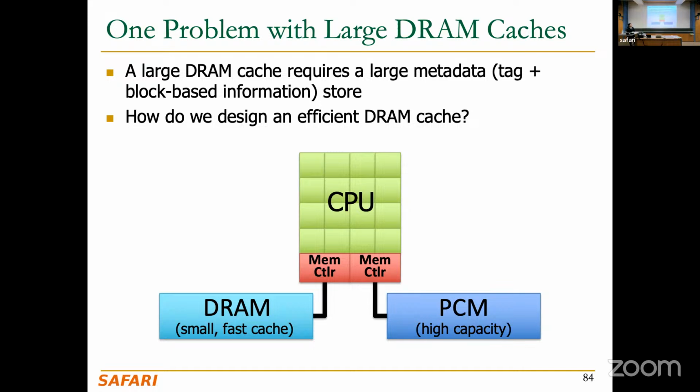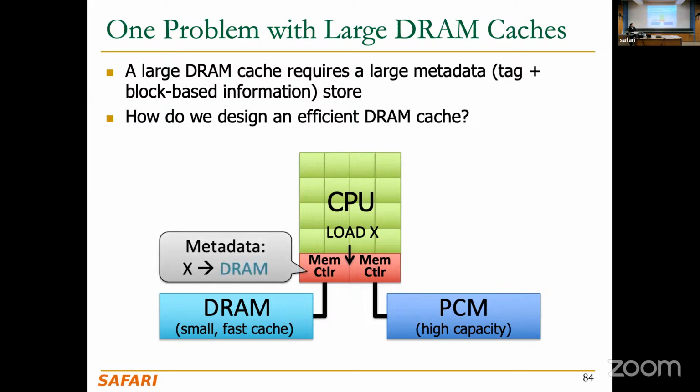But a large DRAM cache also requires large metadata, for example, the tag and block-based information stored in the memory. How do we design an effective DRAM cache? Now, when we want to access the data, the CPU sends a load instruction to the memory controller, which has the metadata stored on the chip. And we access the data from the DRAM, and then it finishes the load X instruction in the current system.